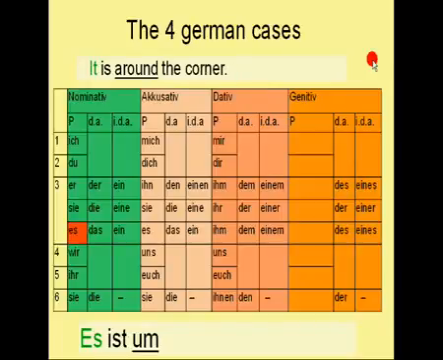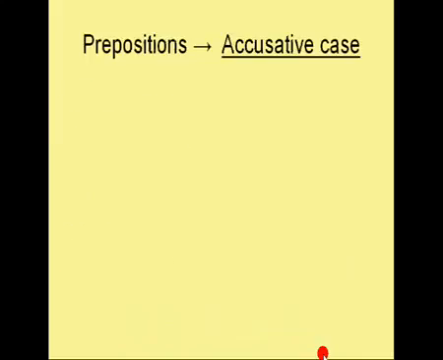And you already know which case follows. So I just have to tell you which gender it has in German. Corner means Ecke in German and is a female noun. So we take the definite article for female nouns and the sentence reads Es ist um die Ecke.